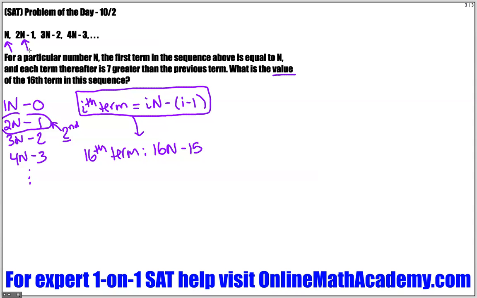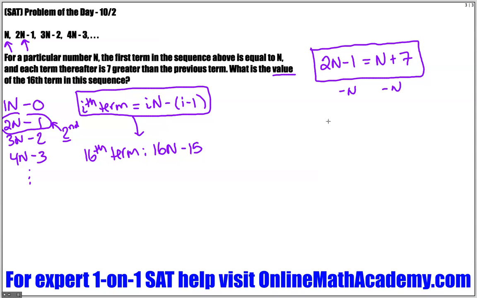So this term, 2n minus 1, must be 7 greater than the previous term, which is n. So mathematically, we can write that as 2n minus 1 is equal to the first term, which is n, plus 7. And once we have this, it's just a simple linear equation that we can solve for n. So we're going to subtract n from both sides, leaving us with 2 n's, take away 1 n is just a single n, minus 1 equals n minus n. These two disappear over here, and you're just left with 7.